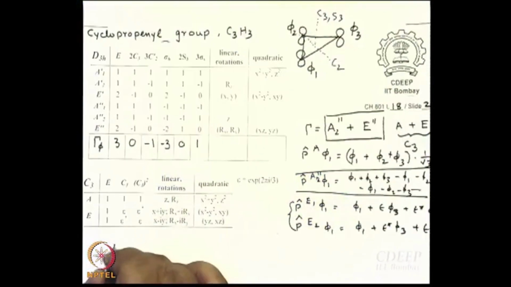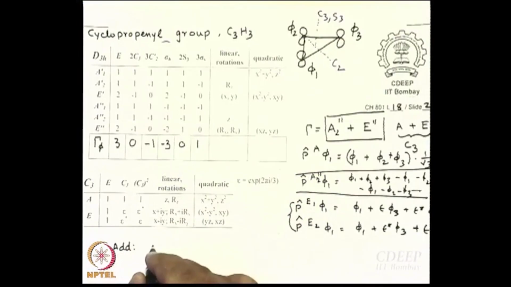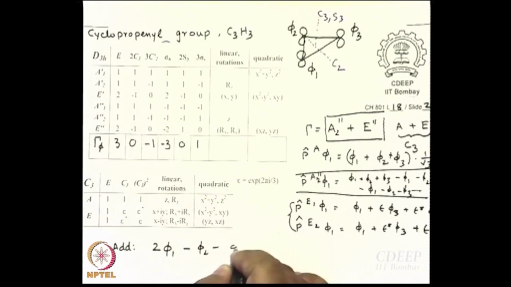Phi 1? No. So when you add these two, you get 2 phi 1 minus phi 2 minus phi 3. And when you subtract, what do you get? You get something multiplied by i, but you just divide by i. Subtract and divide by i. What do you get?